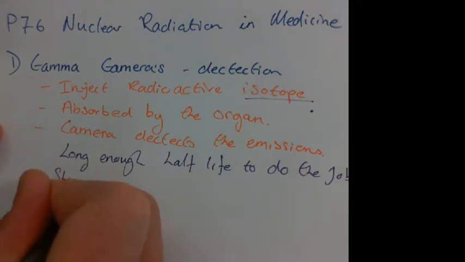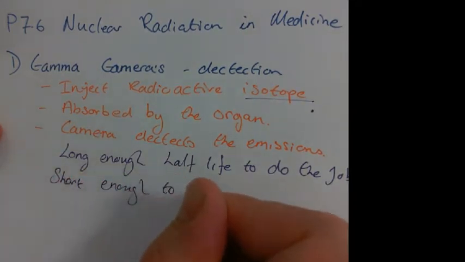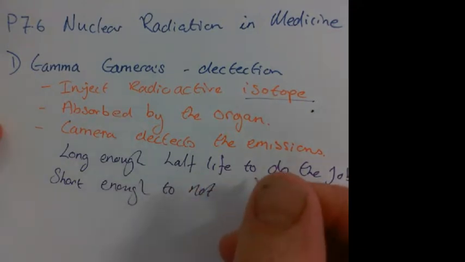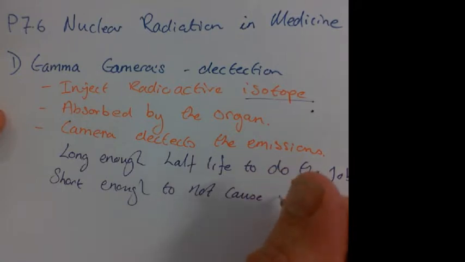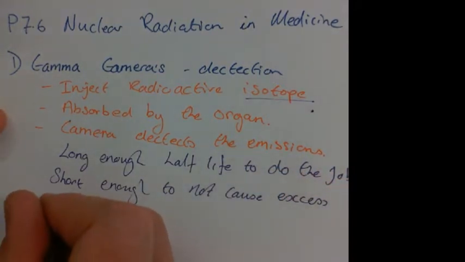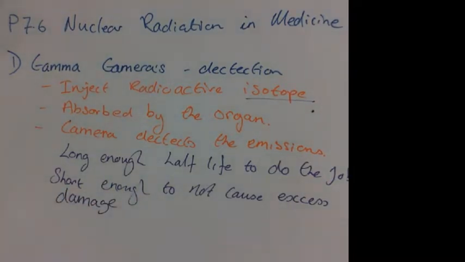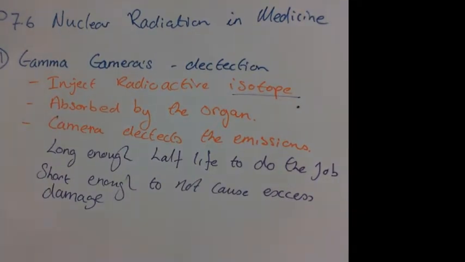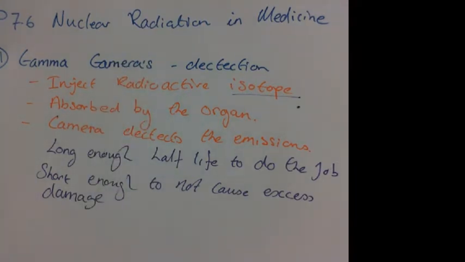But short enough to not cause excess damage to the body. Okay. So it's a balancing act. The longer the half-life, the longer you can take pictures for with the gamma camera, but the more damage it will do.